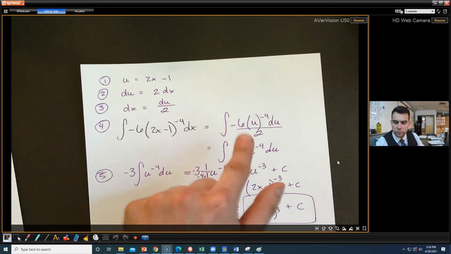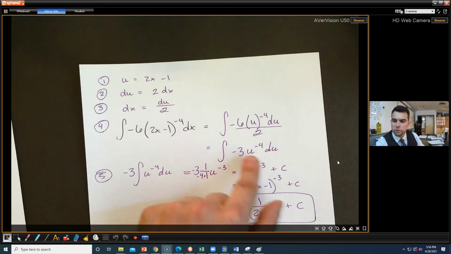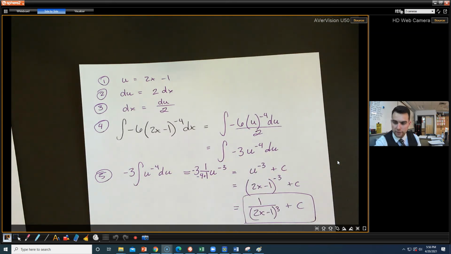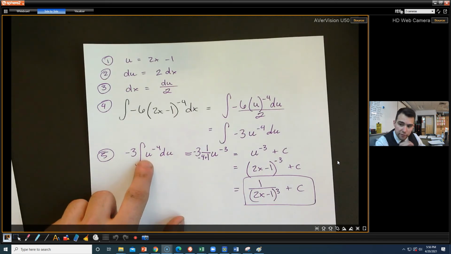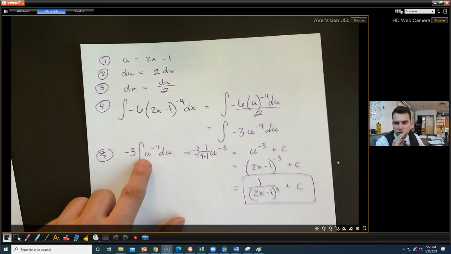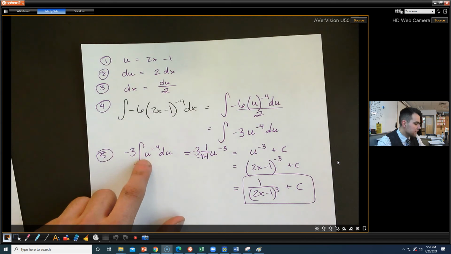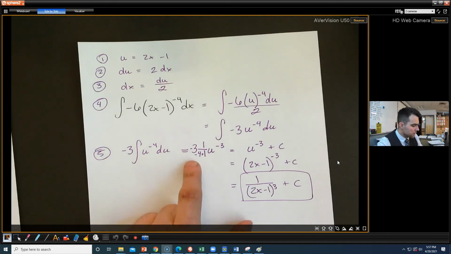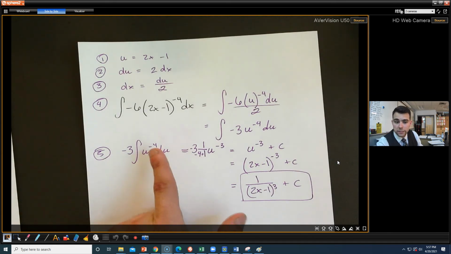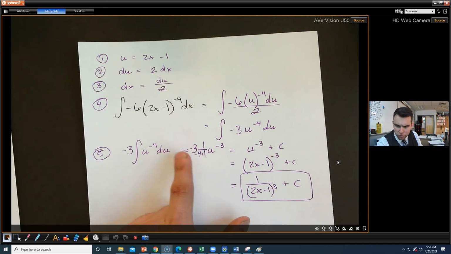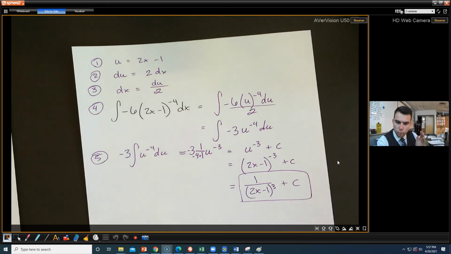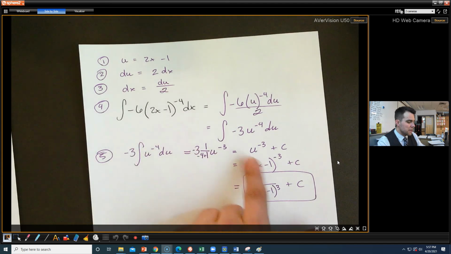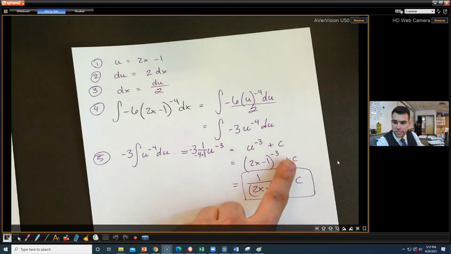So negative 6 and 2 reduce to negative 3, u to the negative 4th. We're integrating that with respect to u. I pull the negative 3 out, and we integrate. We are working with a negative exponent, so be careful with that. That's probably where you are more than likely going to trip up. But we do 1 over negative 4 plus 1, so we get 1 over negative 3 multiplied by negative 3. Cancels out to 1, which is nice. And so I just have u to the negative 3rd plus c.